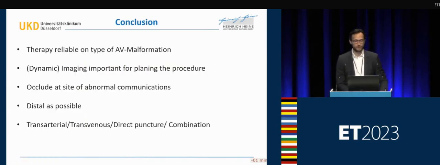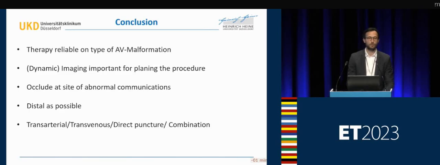So I want to summarize and conclude. The therapy relies on the type of AV malformation, so it's of crucial importance that you take a look at your imaging if you have it at hand, and if possible, do dynamic imaging as I showed with MRI or CT. That is important for the planning in order to start your procedure.